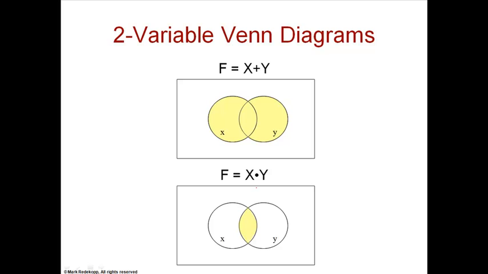You could show actual functions, so if I said x or y, right, look at that function. Then the Venn diagram would shade all the areas where x is true or y is true. That's all of this shaded region here. If I give you the function x and y, it's only true where x and y are both true. That is the intersection of them.